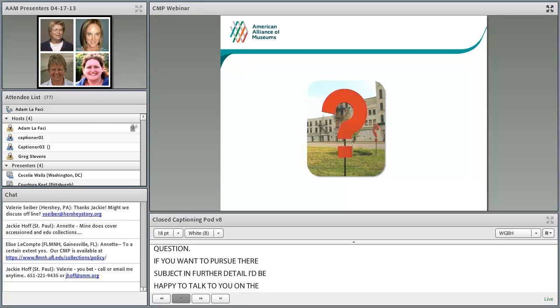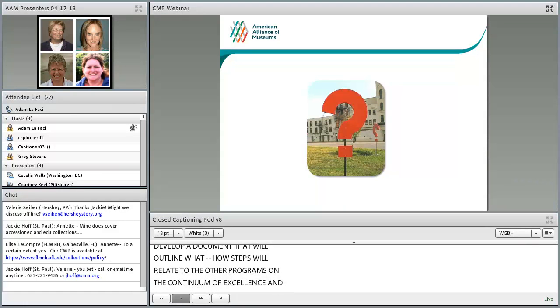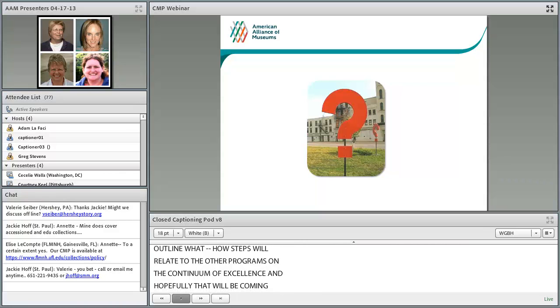Kaya Landon had asked, when will information on how STEPS coordinates with core documents, verification and accreditation be available? We are working with IMLS to develop a document that will outline how STEPS will relate to the other programs on the continuum of excellence, and hopefully that will be coming out within this year sometime. Beyond that, I'm not sure I can answer that question.